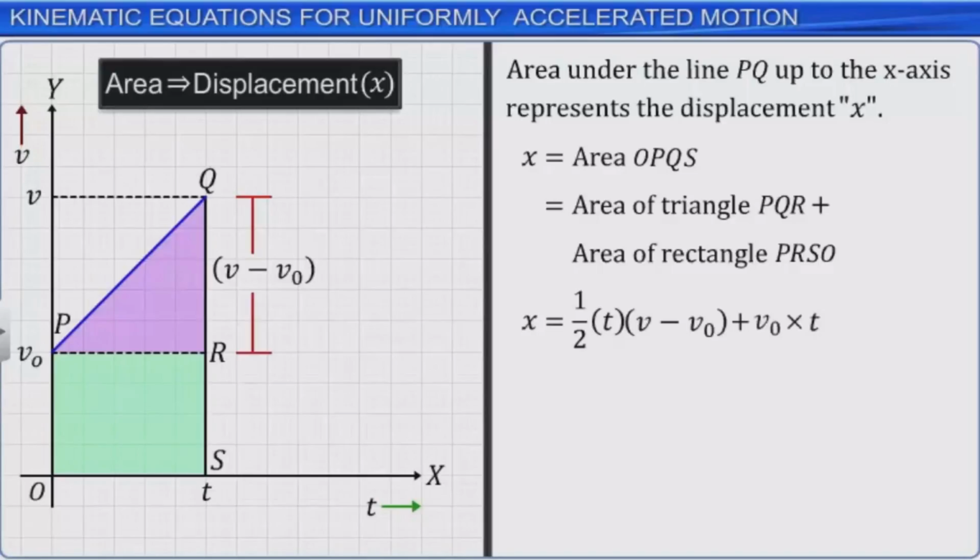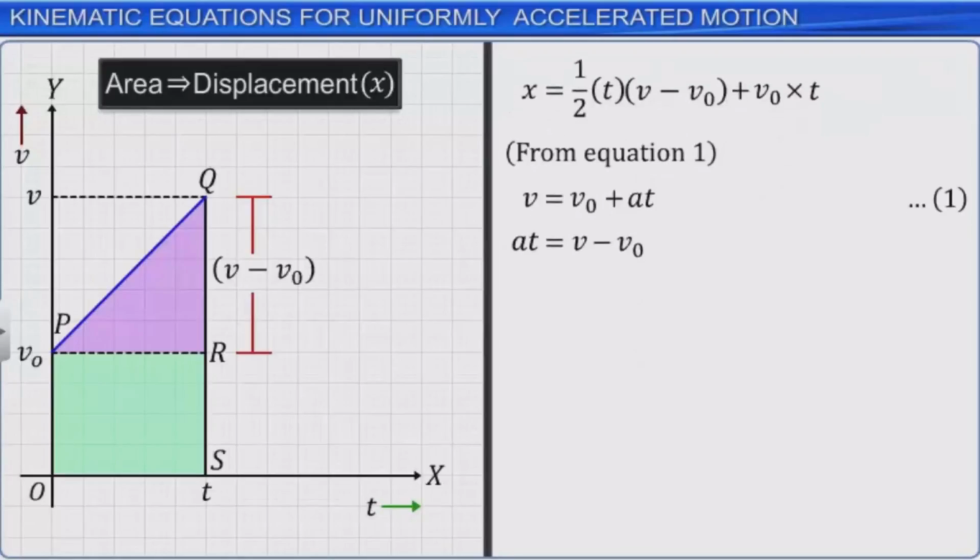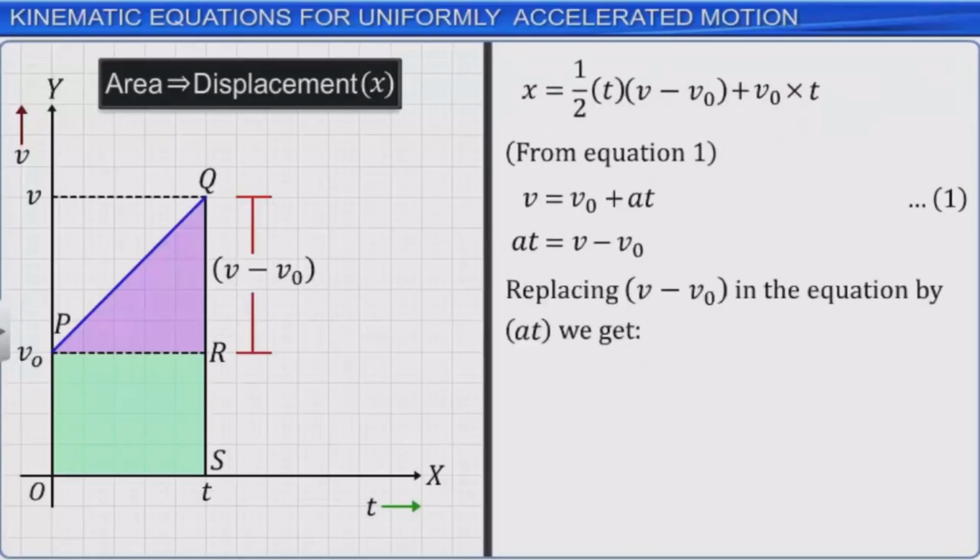From equation 1, the value of v is the sum of v0 and the product of a and t. Here, the product of a and t can be derived as the difference between v and v0. Now, replacing the v minus v0 in the equation by at, we get x is equal to v0 into t plus half at square. This is equation 2 of motion.